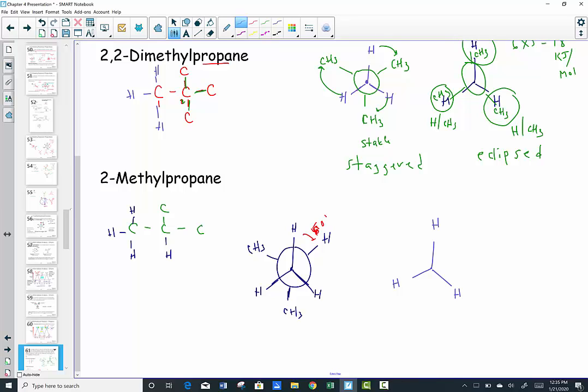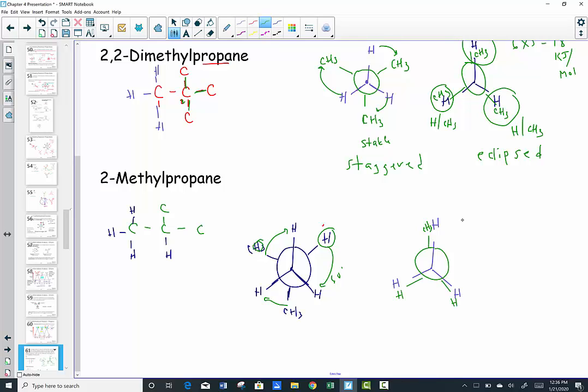And on the back carbon, let's spin all of those groups by 60 degrees. So this hydrogen, this is the behind carbon, and it spins 60 degrees. It's going to be eclipsed there. This methyl group will go here. This methyl group will go there. So we have coming off here now a methyl. That's this guy. And then 2 more hydrogens.